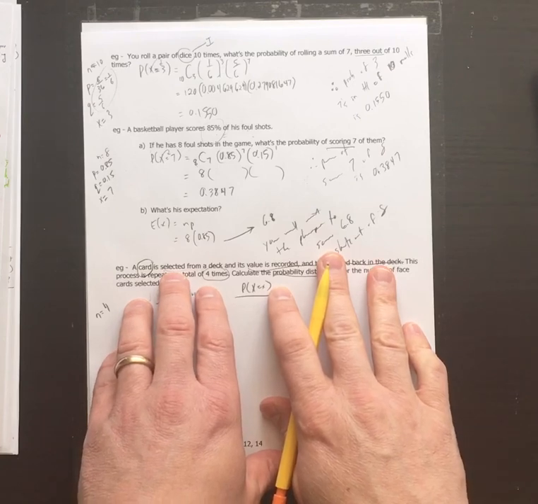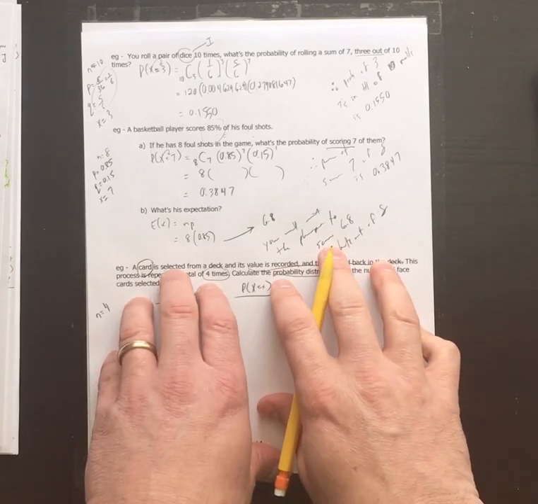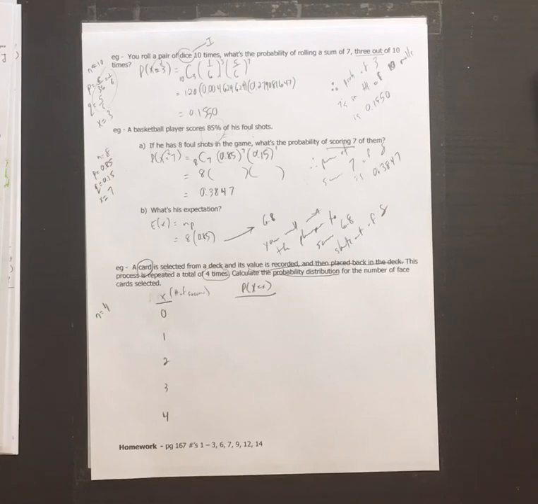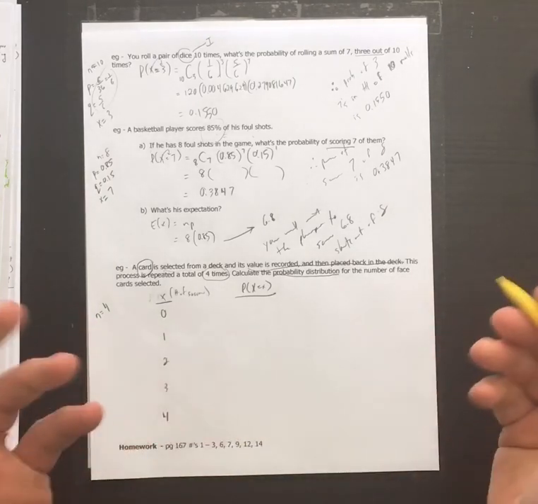Okay? Because we're putting them back in and we're shuffling them. Now what we're going to do is we're going to see what a success and a fail is. Okay, so let's finish reading the question.